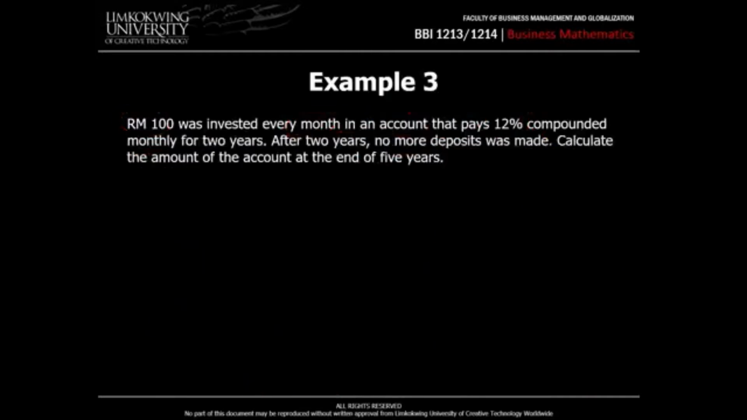Alright, so, RM 100 was invested every month in an account that pays 12% compounded monthly for 2 years. After 2 years, no more deposits were made. Calculate the amount in the account at the end of 5 years.